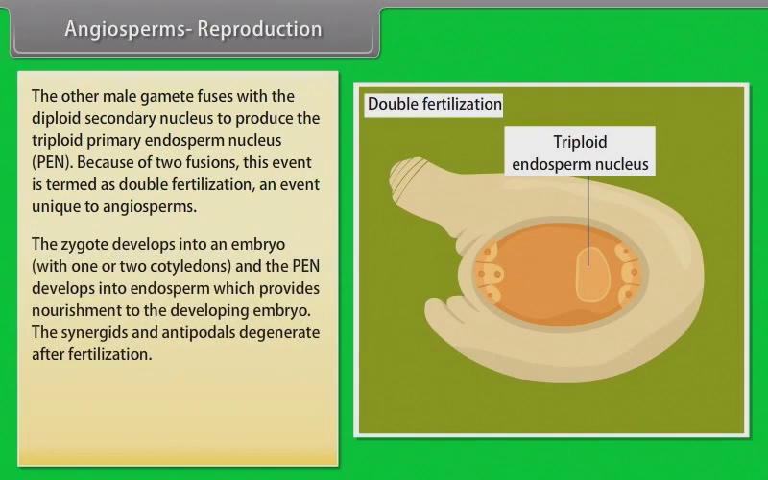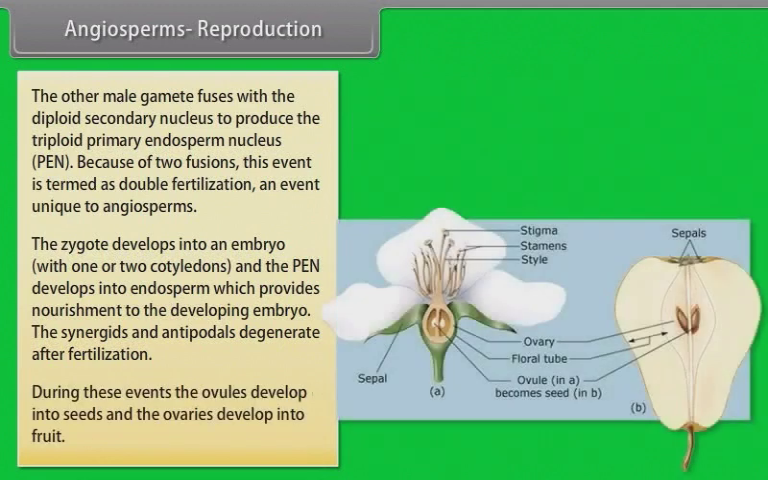The zygote develops into an embryo with one or two cotyledons, and the PEN develops into endosperm, which provides nourishment to the developing embryo. The synergids and antipodals degenerate after fertilization. During these events, the ovules develop into seeds and the ovaries develop into fruit.